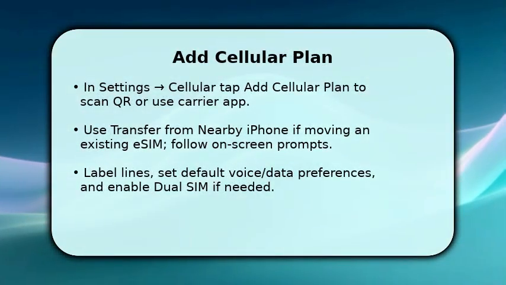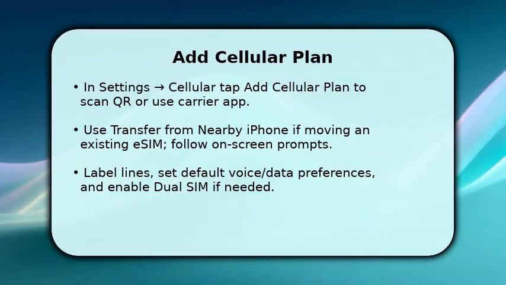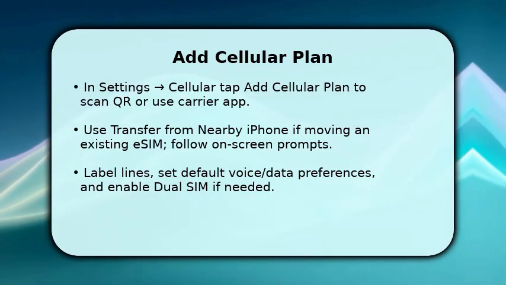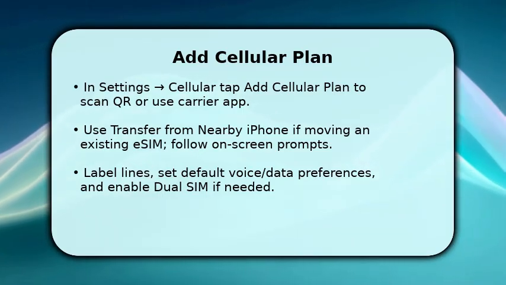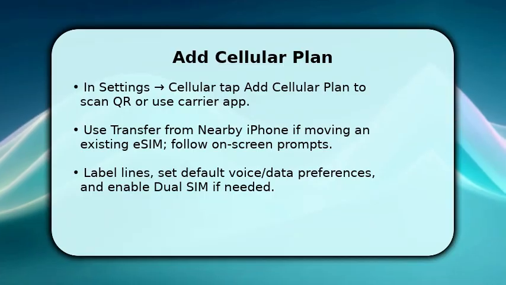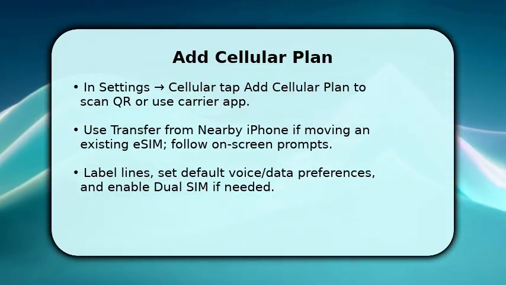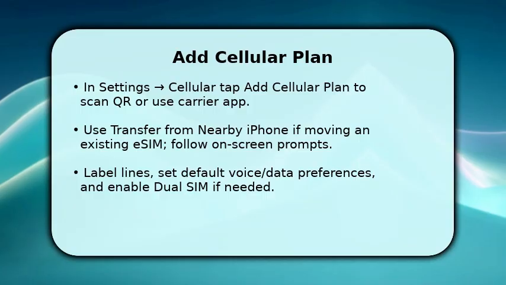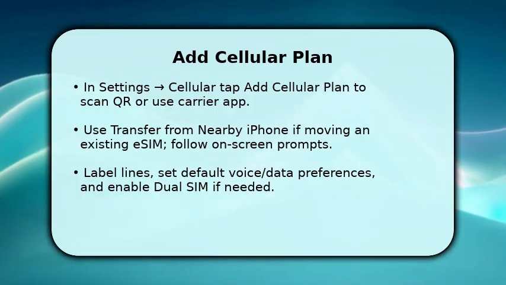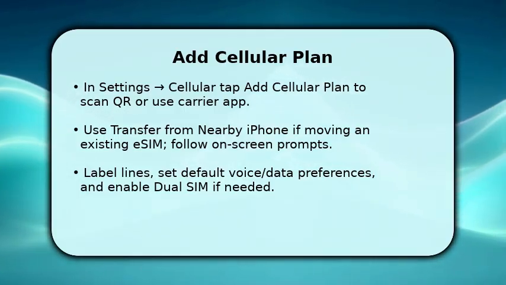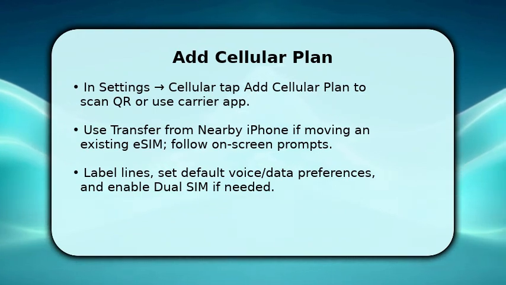Now you'll add the plan itself and configure how it will behave. Tap Add Cellular Plan, scan the QR code, or paste the activation code if prompted. If you're transferring from another iPhone, choose Transfer from nearby iPhone and confirm both screens. This preserves numbers and settings. Then label the line, e.g., Personal, Work, set which line is default for voice and data, and enable dual SIM choices. These settings help the phone route calls and data correctly, without manual switching later.